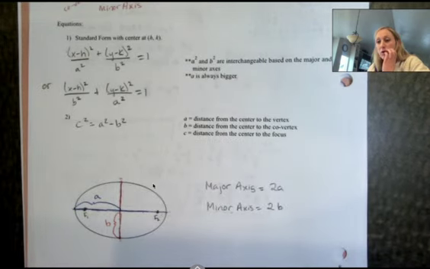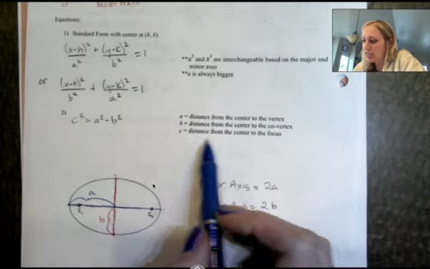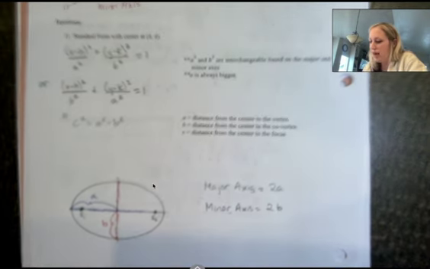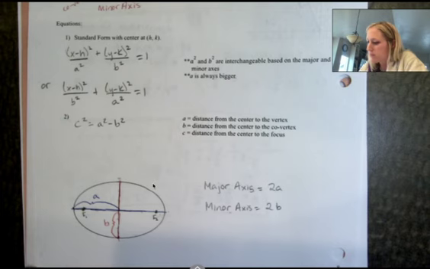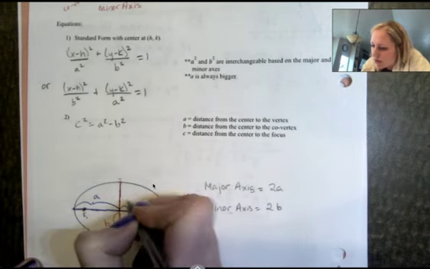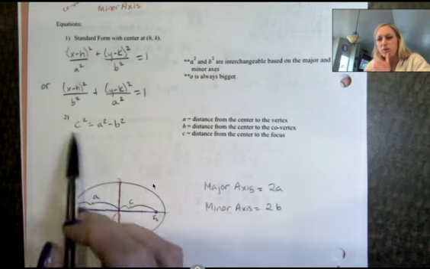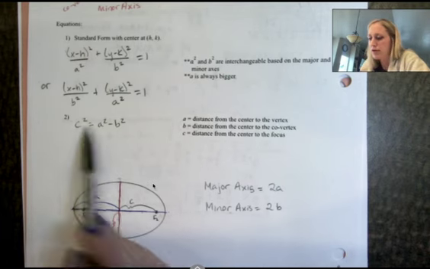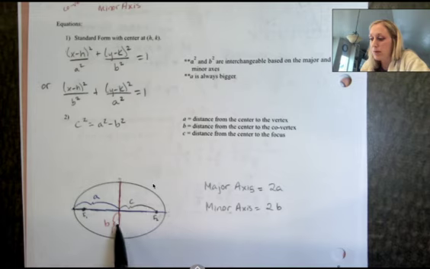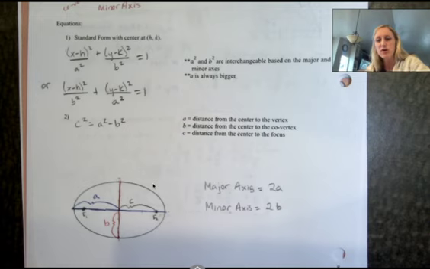Now, the focus is actually the distance from the center to the focus, which we're going to use c for. So c is the distance from the center to the focus, and that's the relationship. It looks kind of like the Pythagorean theorem a little bit, but c squared is equal to a squared minus b squared, and so what I get there for c is the distance from the center to the focus.